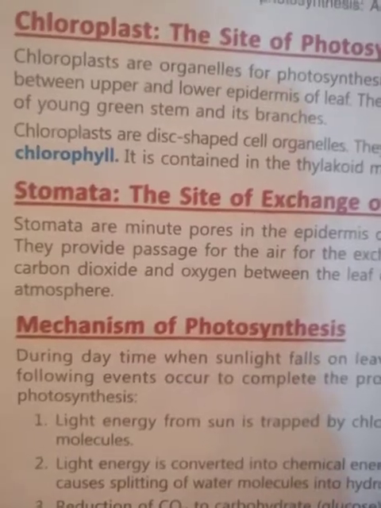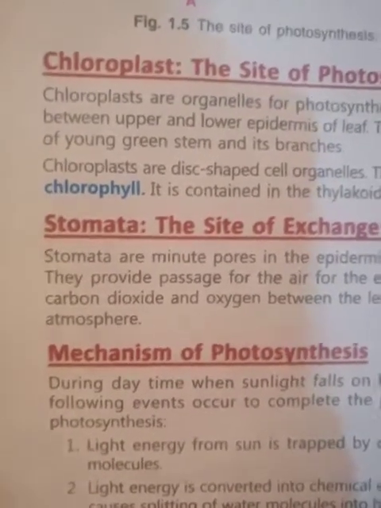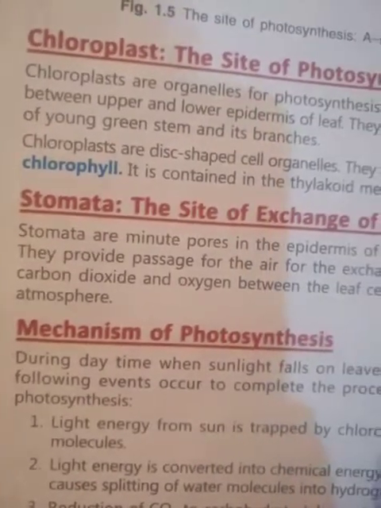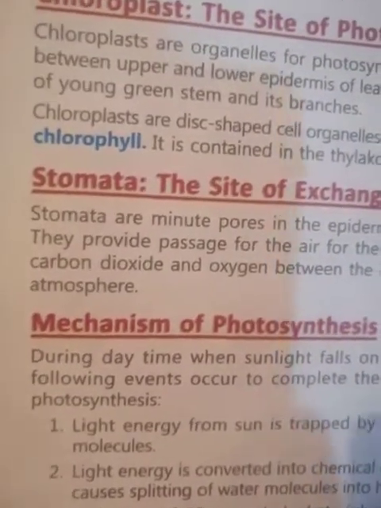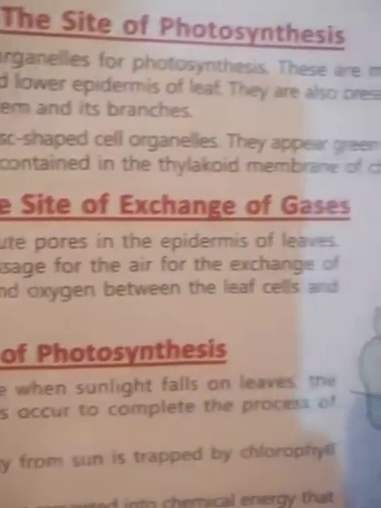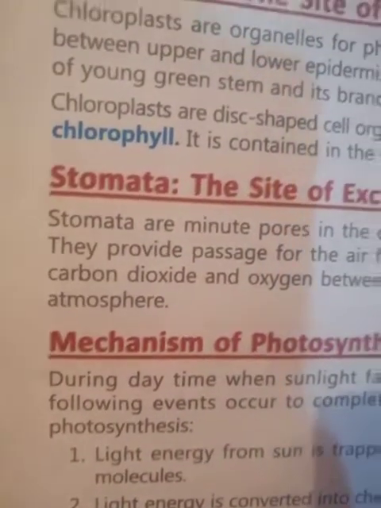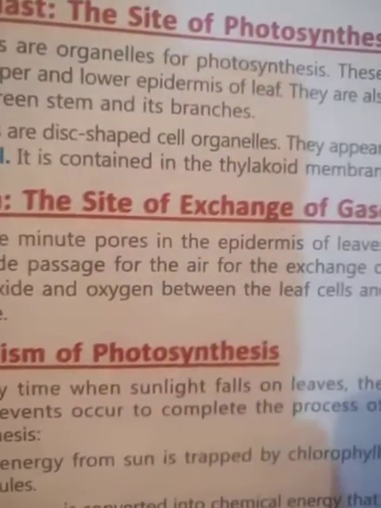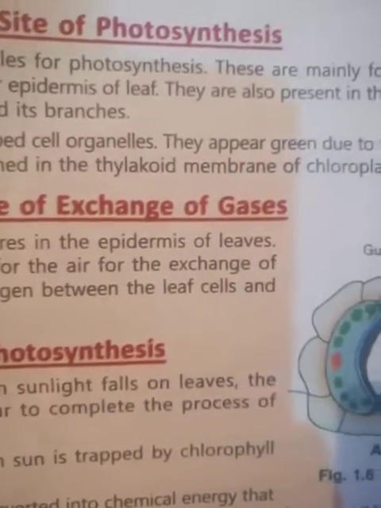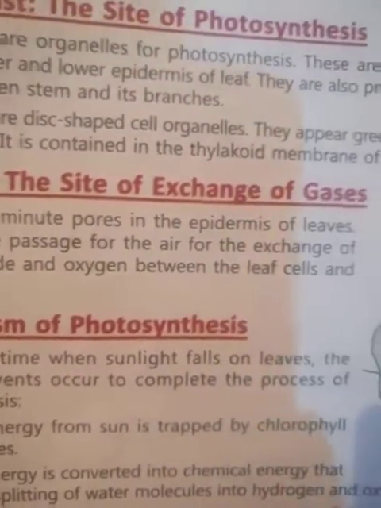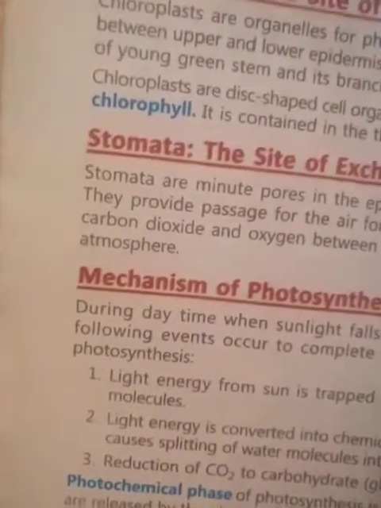Means the chlorophyll pigment has the ability to trap solar energy. Next, stomata, the site of exchange of gases. Stomata are minute pores in the epidermis of leaves. They provide passage for the air for exchange of carbon dioxide and oxygen between the leaf cells and atmosphere.